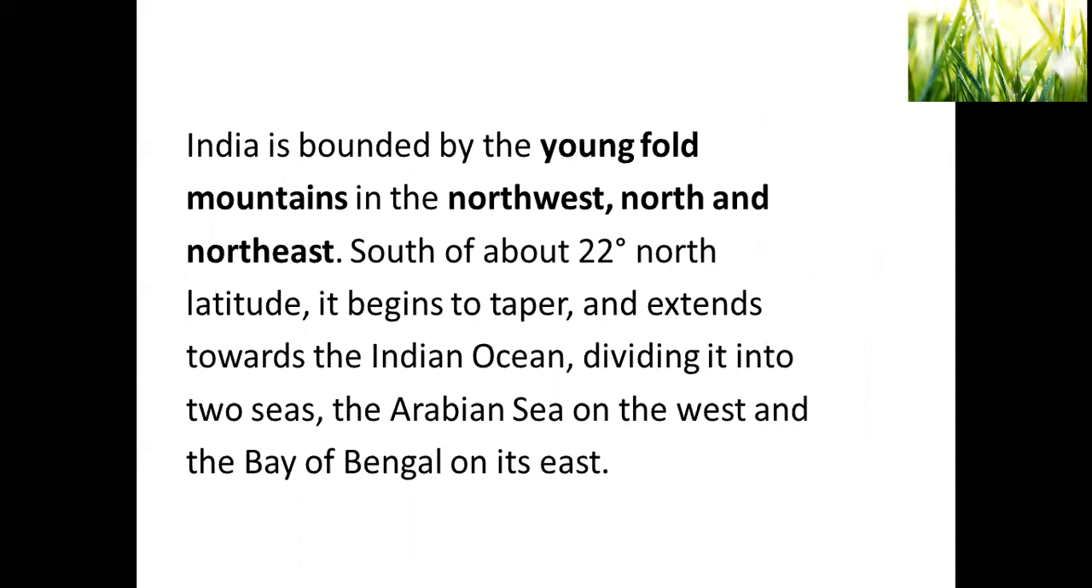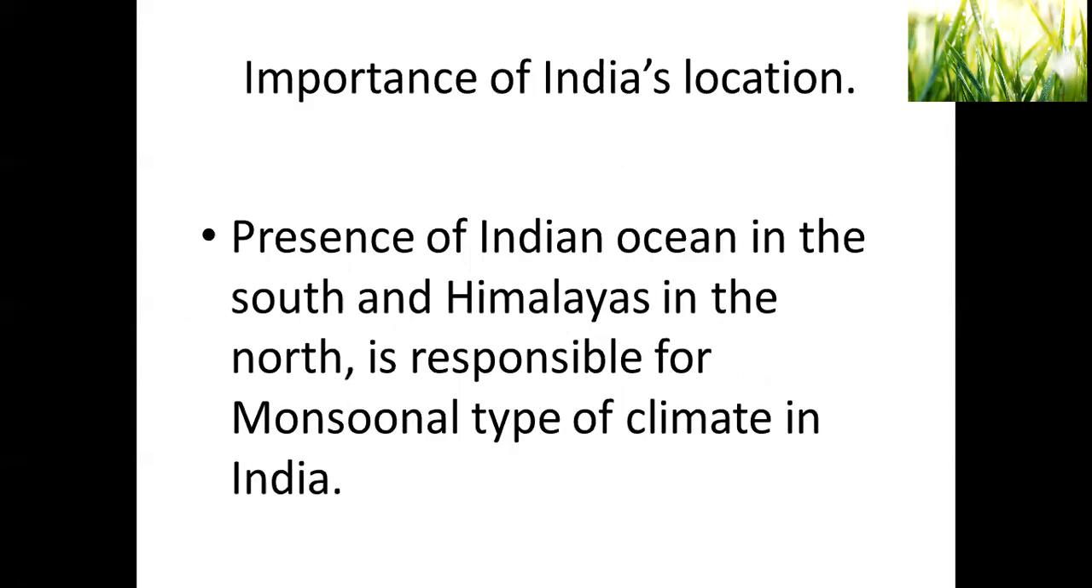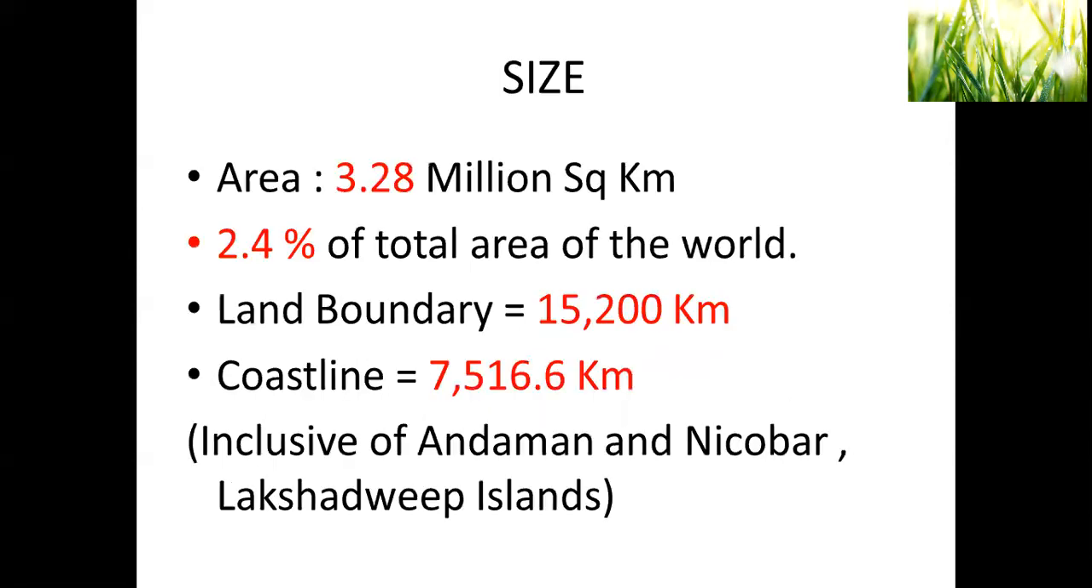The bottom part of India extends into the Indian Ocean, and further it divides the ocean. The Indian Ocean is divided into two because of the size of India. Arabian Sea and Bay of Bengal are made divisions of the Indian Ocean. Presence of the Indian Ocean in the south and Himalayas in the north are responsible for the monsoonal type of climate. Can be a 1-mark question. So the same thing is given in points.